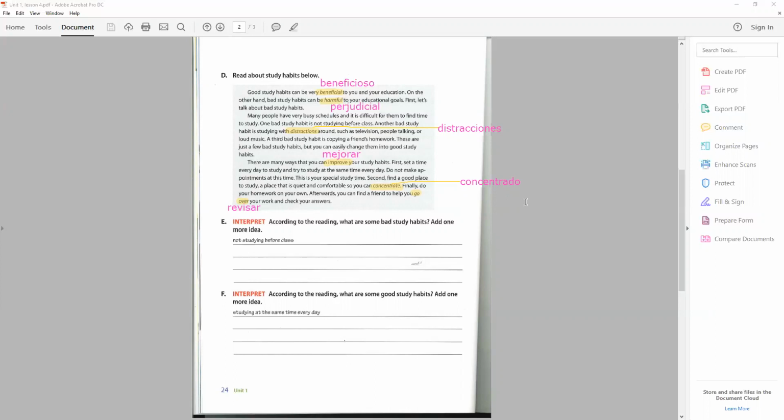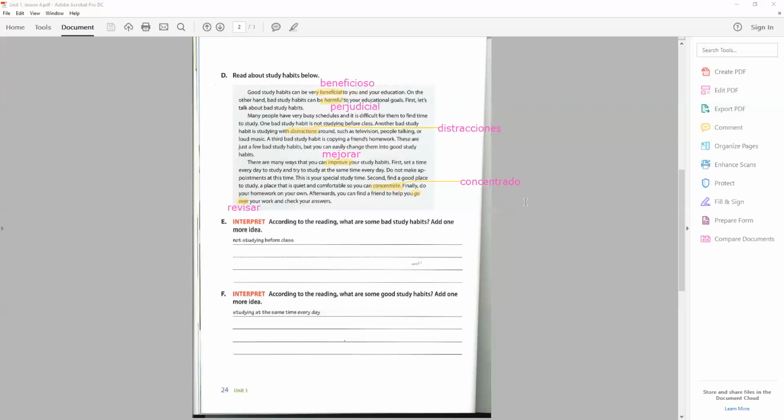Many people have very busy schedules, and it is difficult for them to find time to study. One bad study habit is not studying before class. Another bad study habit is studying with distractions around, such as television, people talking, or loud music. A third bad study habit is copying a friend's homework. These are just a few bad study habits, but you can easily change them into good study habits.